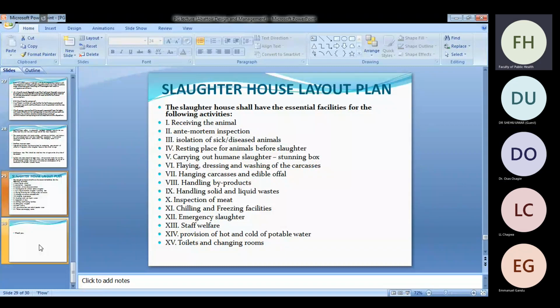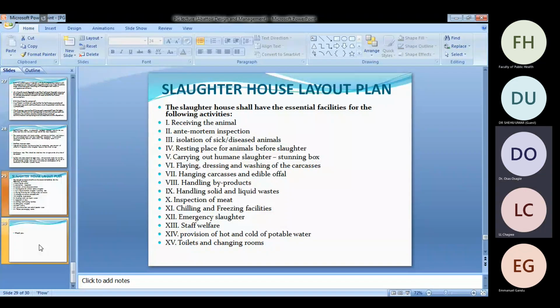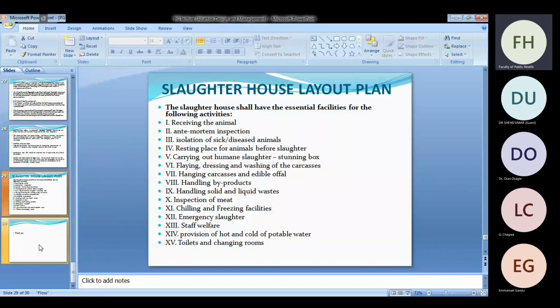Like receiving of animal. Where do we receive animals in an abattoir? In the lairage. Receiving an animal, is it a facility or an activity? Receiving of animal is an activity. It's not a facility. The lairage is the facility. Do you get me? So postmortem inspection is an activity.